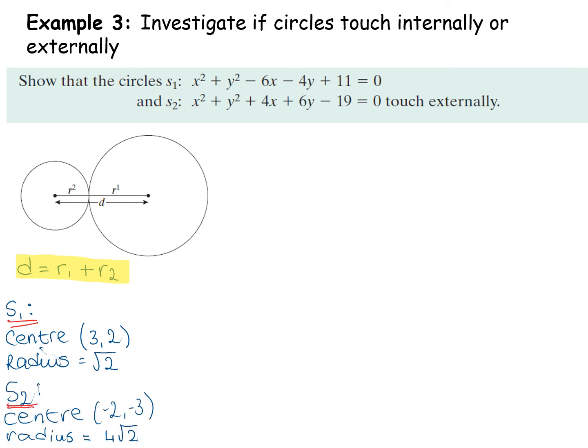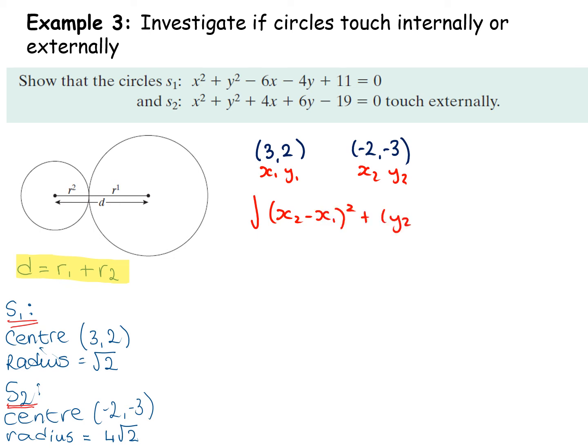Okay, so now, again, I've just written all my details over here on the left. So now what I want is to get the distance between the centers. My two center points are (3, 2) and (-2, -3). I'm going to label these x1, y1, x2, y2. And on page 18, I'm going to take my distance formula, which is the square root of (x2 minus x1) squared plus (y2 minus y1) squared. And I'm going to sub in.